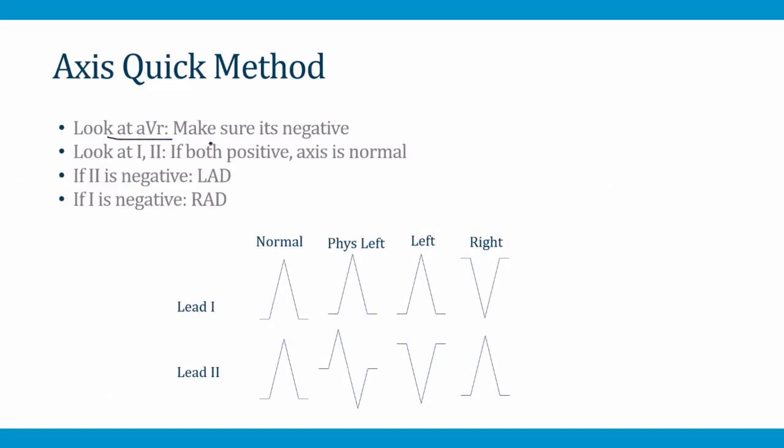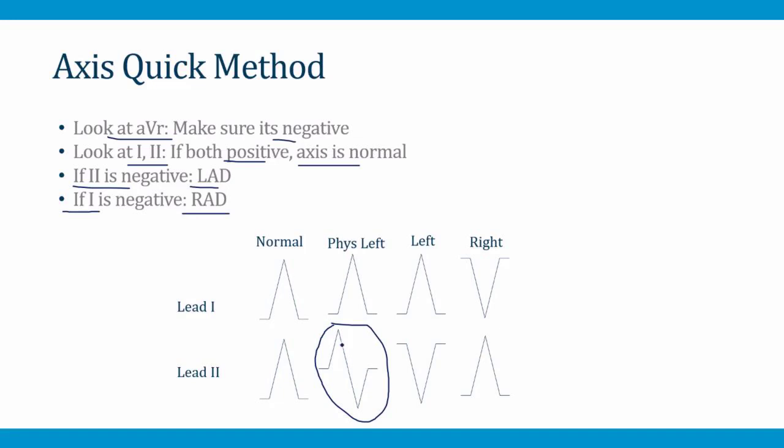And so I've summarized the major points of the quick axis method. First, look at AVR for quality control. It should be negative. Then you look at leads 1 and 2. If they're both positive, the axis is normal. If lead 2 is negative, you have left axis deviation. If lead 1 is negative, you have right axis deviation. The one exception to these rules is the physiologic left axis, where lead 2 is partly up and partly down.